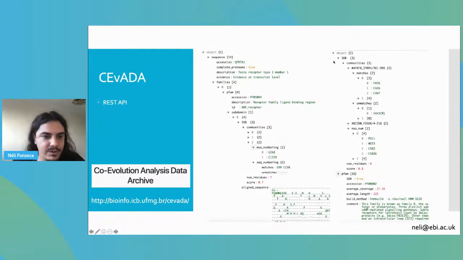And finally, we provide two REST API endpoints for fetching our data by programmatic access. You can find data related to a protein family or related to a protein sequence. And you get all the results mapped to the positions of the specific sequence that you want, or mapped to all the sequences from the alignment.